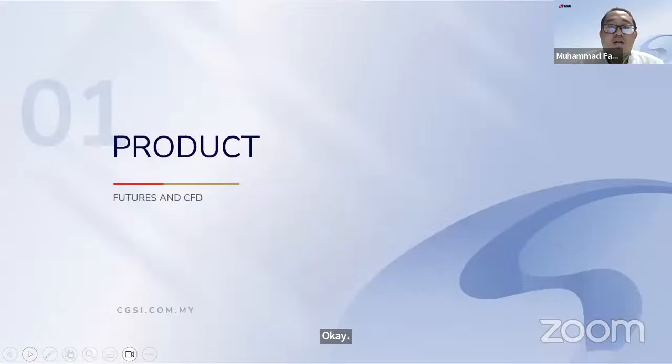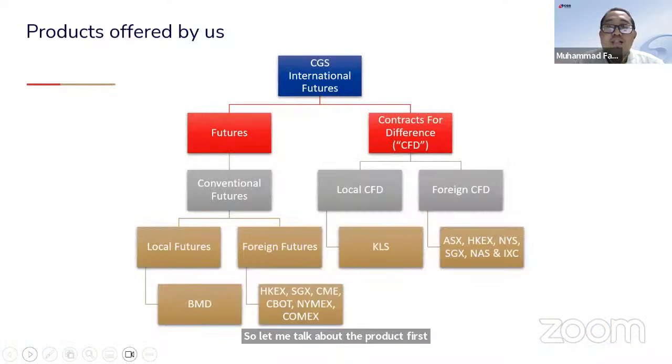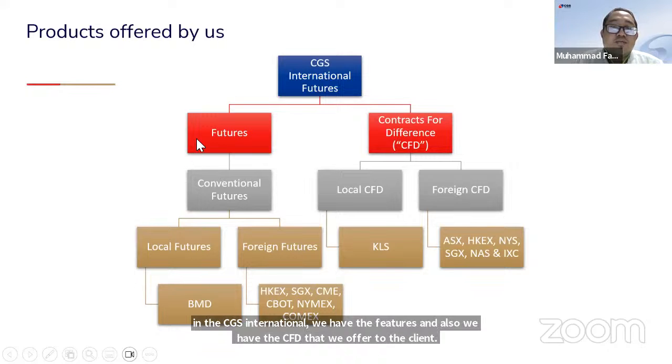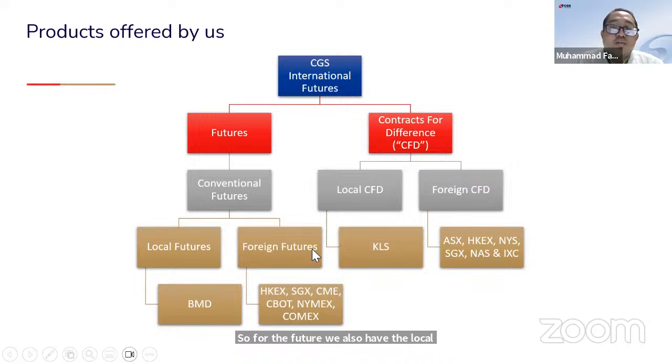So let me talk about the products first. At CGS International Futures, we have futures and also CFD that we offer to the clients. For the futures, we have local and also foreign futures. For the foreign futures, currently we offer 6 exchanges. 3 are from the US, CBOT, NYMEX and COMEX, and the other 3 are Hong Kong Exchange, Singapore Exchange.